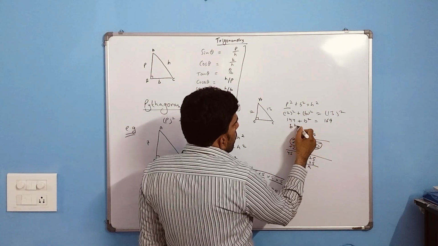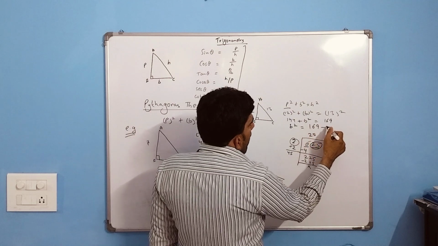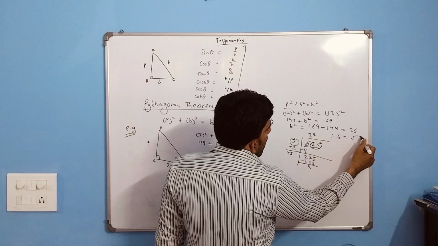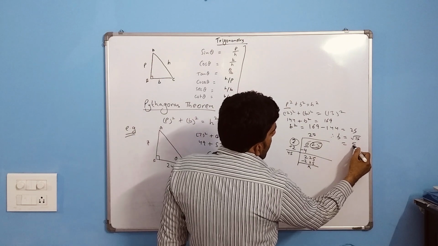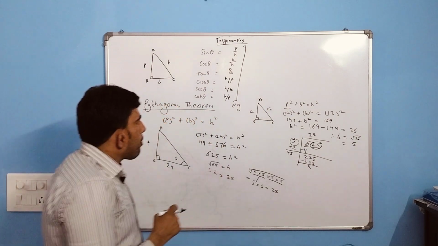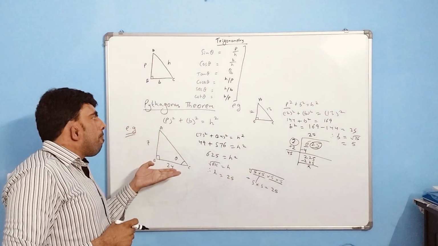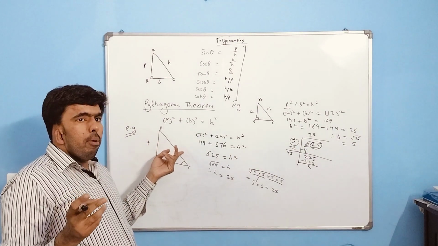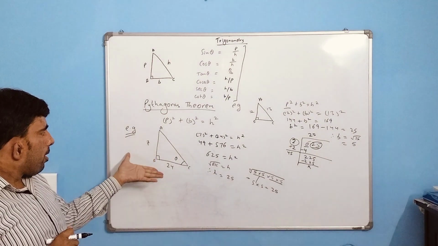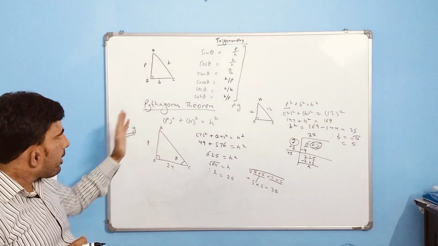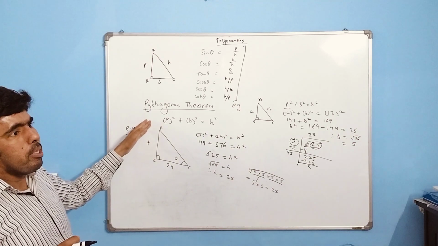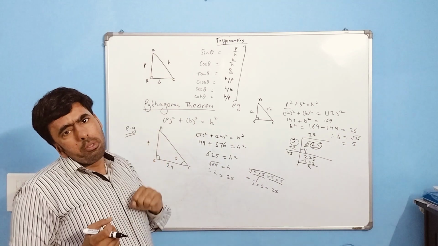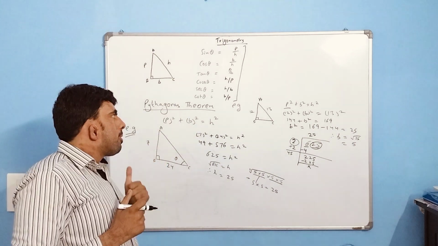Now base square is equal to 169 minus 144. You get 25. Here you find very easily the square root of 25 is 5. So you are able to find this. So by using Pythagoras theorem, you can easily find the unknown side of the triangle by using the known sides. That is why we use this theorem, and that theorem is Pythagoras theorem. Perpendicular square plus base square is equal to hypotenuse square. Okay, so I hope it's clear now.